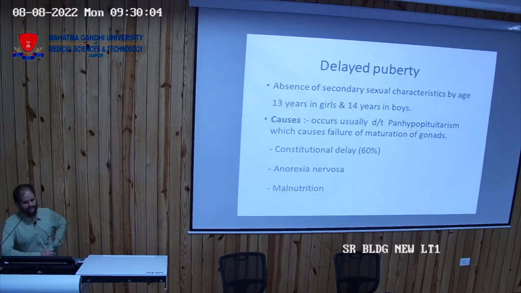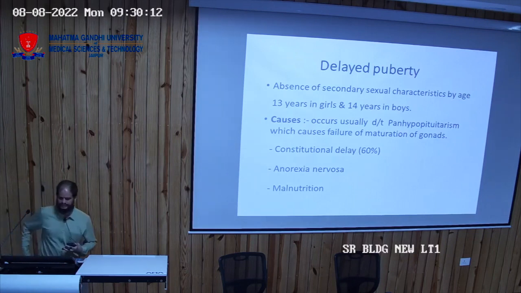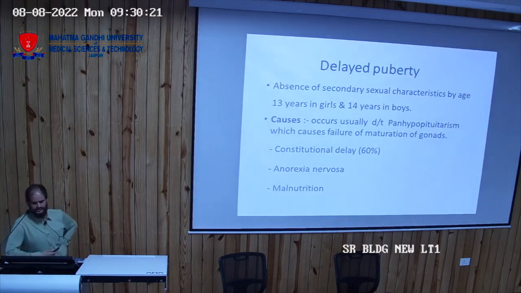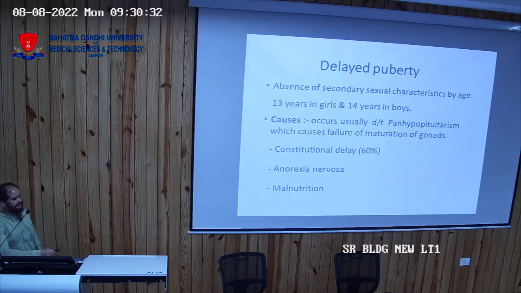Then there may be delayed puberty also. That is, absence of secondary sexual characters by the age of 13 years in girls and 14 years in boys. Okay. In developing countries they are a little more delayed. That is caused due to panhypopituitarism. What has happened to the pituitary gland? It has become hypopituitary, that is suppressed. So obviously the GnRH will be released less. Okay, so it will cause failure of maturation of the gonads. Maturation of gonads will be delayed.